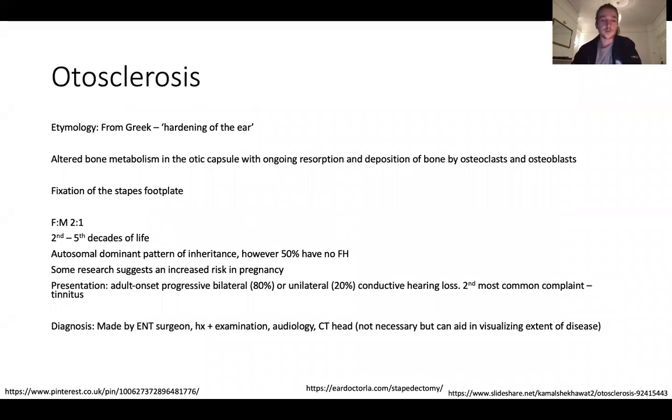It's diagnosed by ENT surgeons, and basically it's a diagnosis of exclusion, because you're just ruling out other potential causes. For the management, you can just do nothing for it. You can offer hearing aids to the patient, or you can do surgery, such as a stapedotomy.